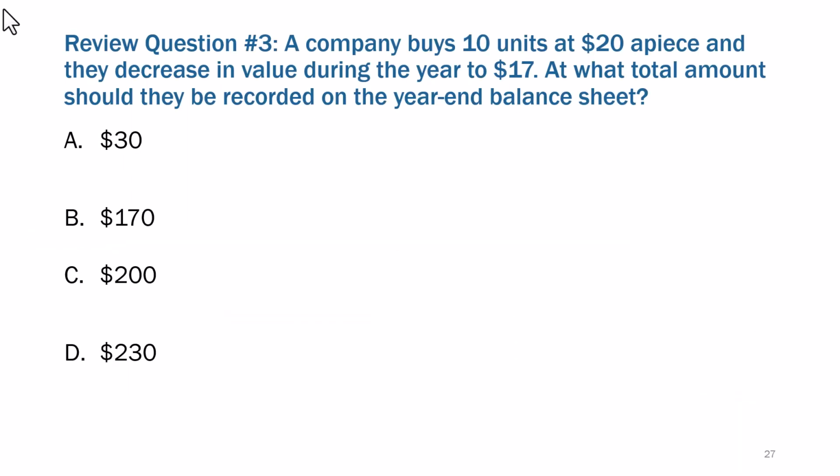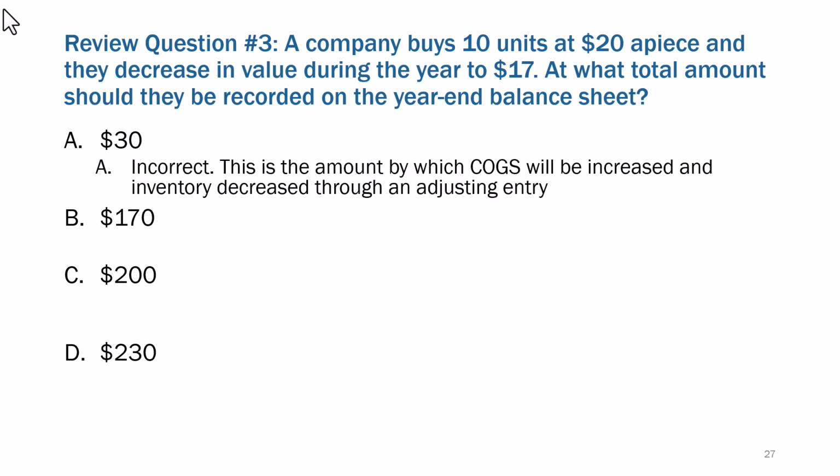So now, if I go back to review question 3, we have a shot at answering this. Again, I had somehow right-clicked on that slide and hit hide. But if a company buys 10 units at $20 a piece and they decrease in value during the year to $17, at what amount should they be reported on the year-end balance sheet? Take a moment, see if you can solve that one. What amount should the inventory be recorded at on the balance sheet?